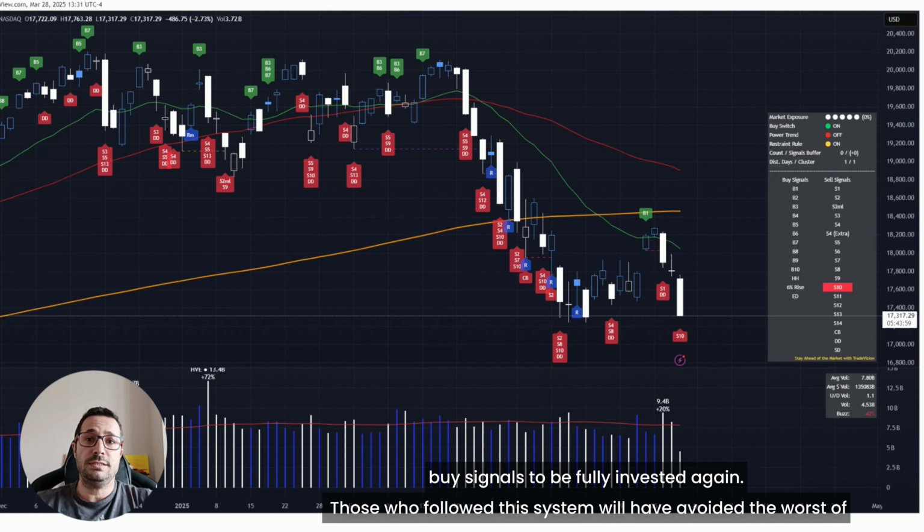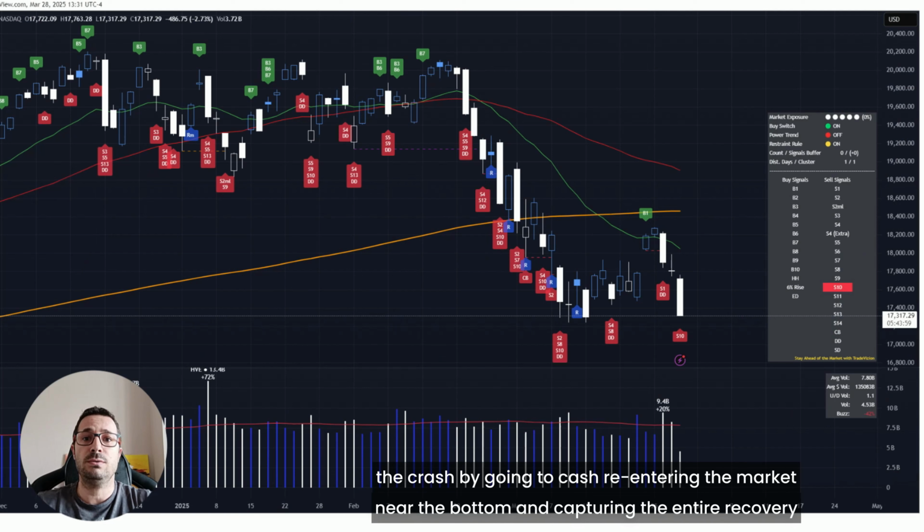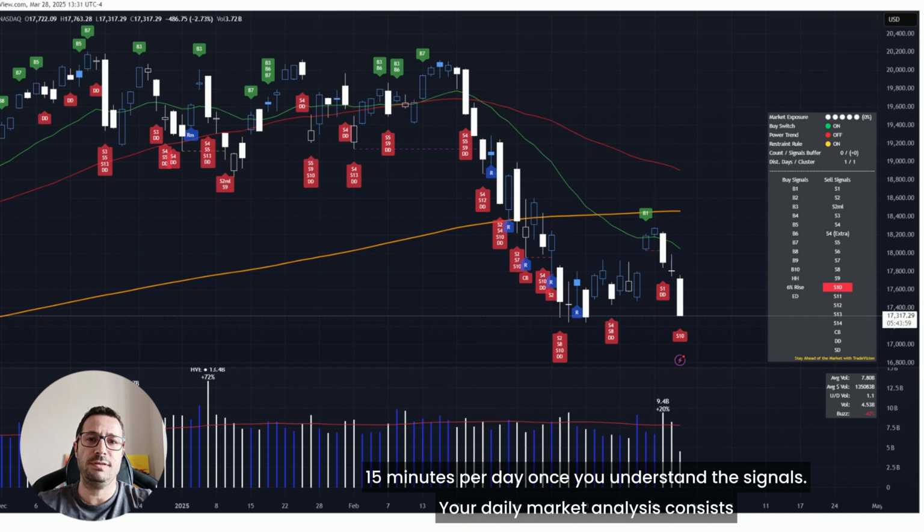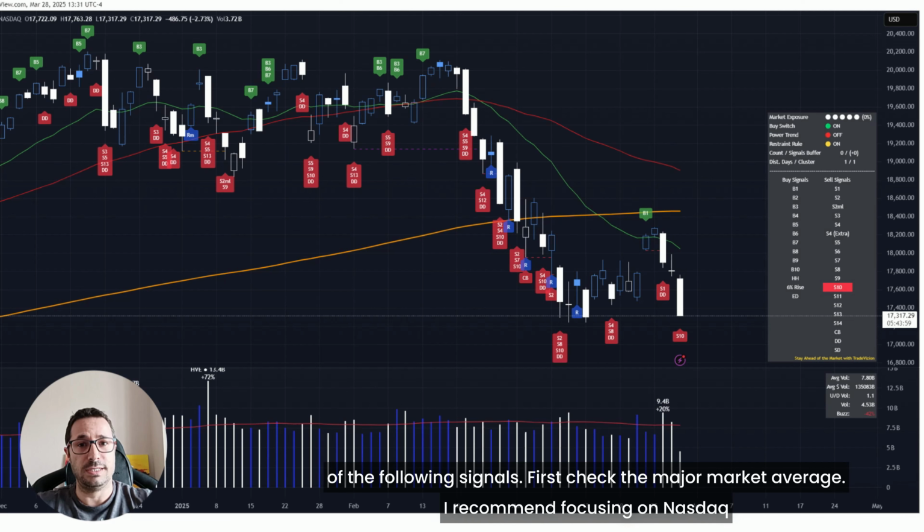Those who followed this system will have avoided the worst of the crash by going to cash, re-entering the market near the bottom and capturing the entire recovery rally. Now let's talk about how to implement this system in your daily routine. It only takes about 50 minutes per day once you understand the signals. Your daily market analysis consists of the following steps.